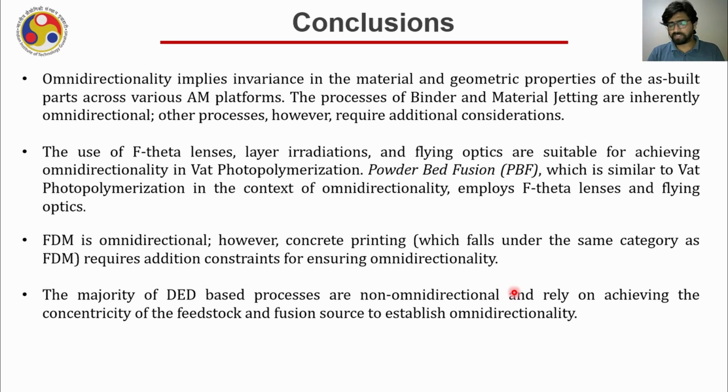FDM is typically omnidirectional, it has been found, but if rectangular nozzles are used, like in the case of concrete printing, the constraints are there and we have to ensure a method of dynamically adjusting the feedstock delivery direction to achieve omnidirectionality. And now the last but very important, the majority of DED processes are non-omnidirectional. Apart from the metal inert gas based wire arc additive manufacturing process, all the other processes are inherently non-omnidirectional. They typically rely on achieving the concentricity of the powder feedstock and fusion source to establish omnidirectionality. Hence, in DED based systems, some additional arrangements are always found to achieve omnidirectionality.